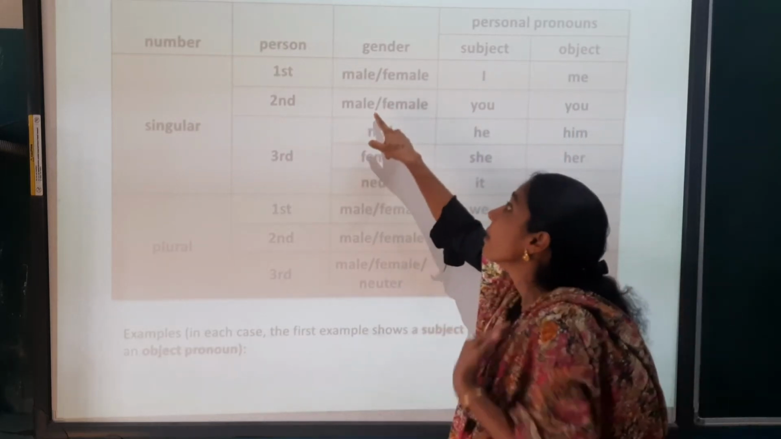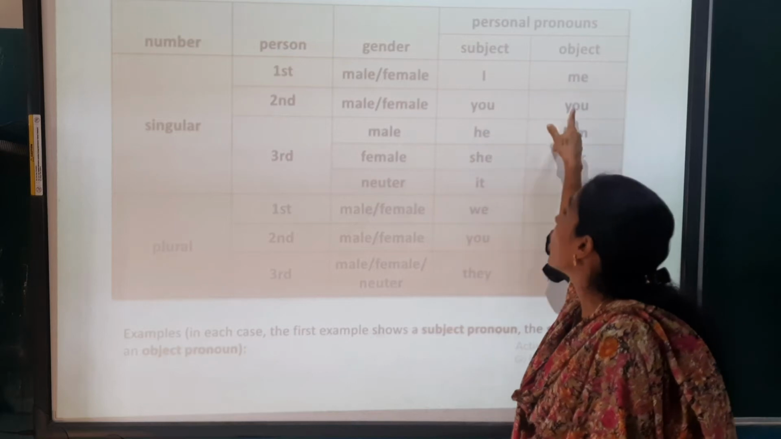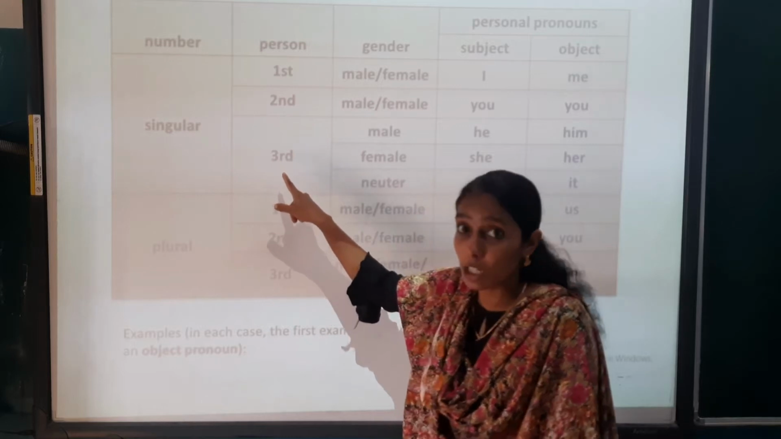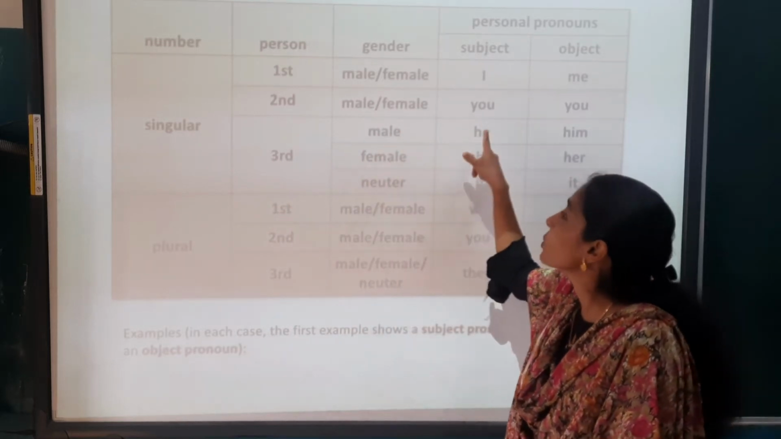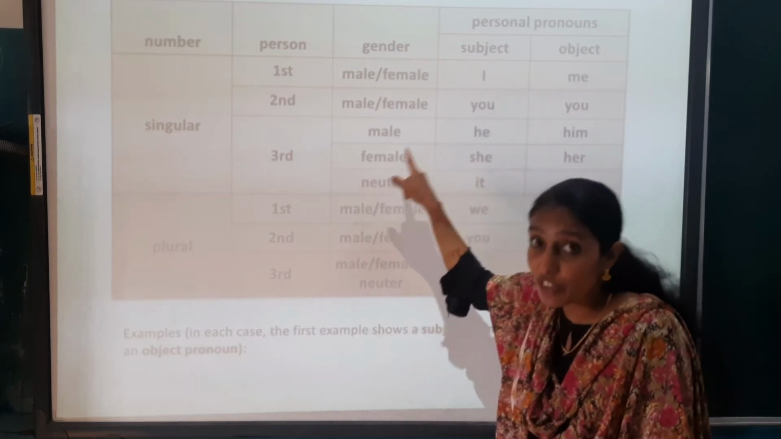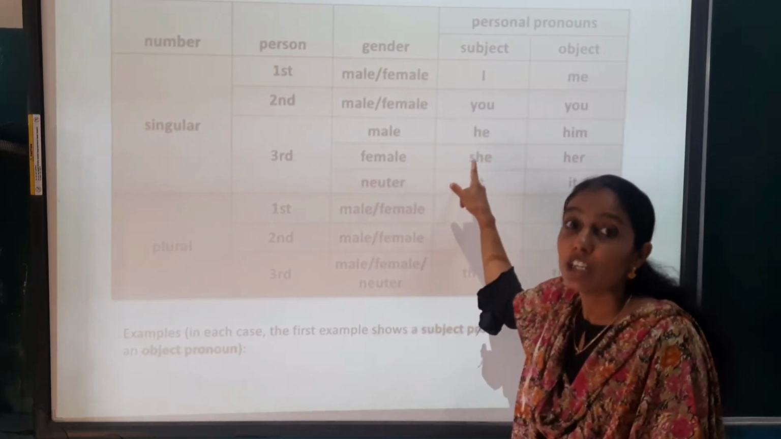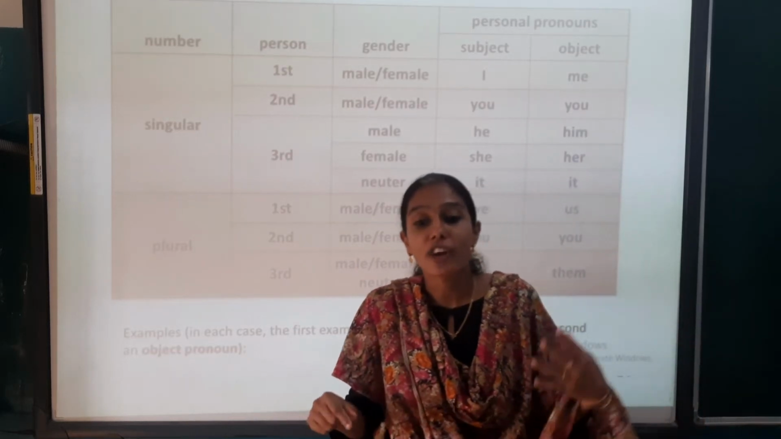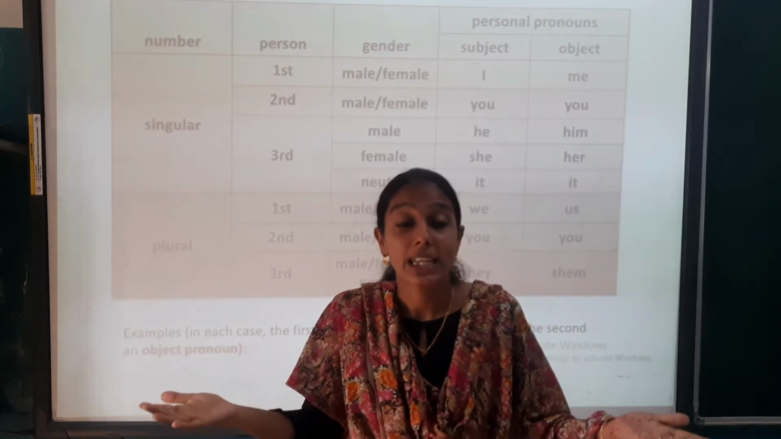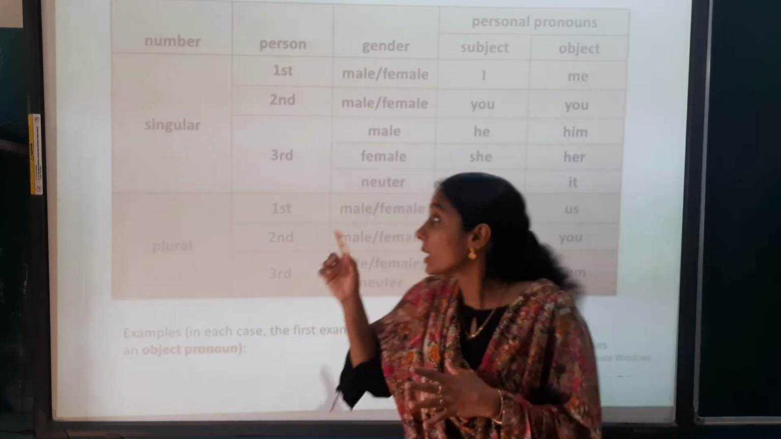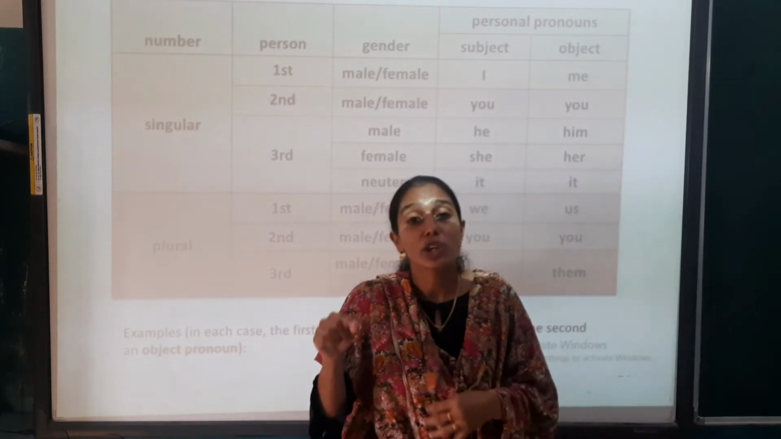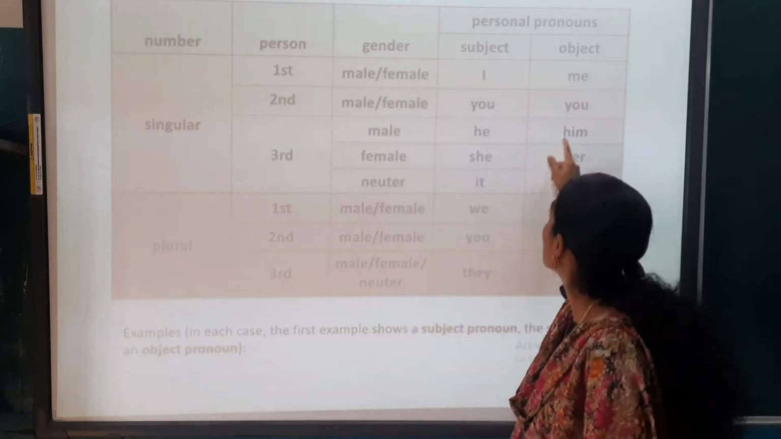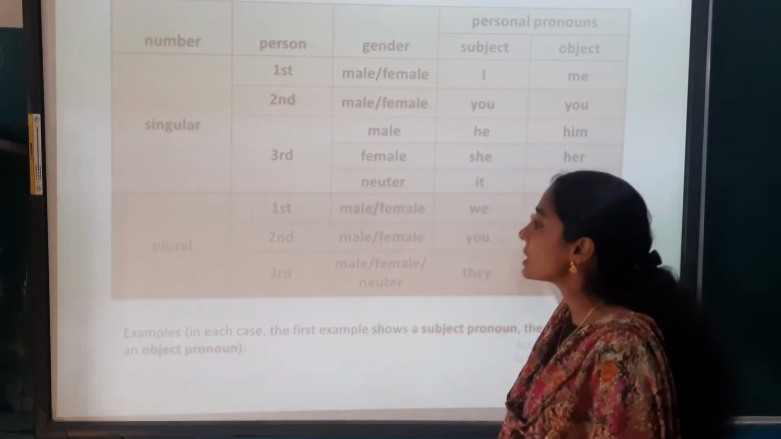Second person, male or female, the subject is you. The object will also remain the same, you. Then when we are talking about the third person, if it is male, we use the subject he. If it is female, we use the subject she. If it is neuter, we use the subject it. Like if I have to say, it was a lovely day. I am talking about a day, but it comes under neuter, so I use the word it. It was a pleasant day. It was a beautiful day. And the object we use over here will be the same, it.